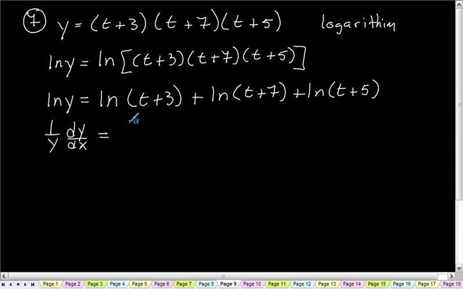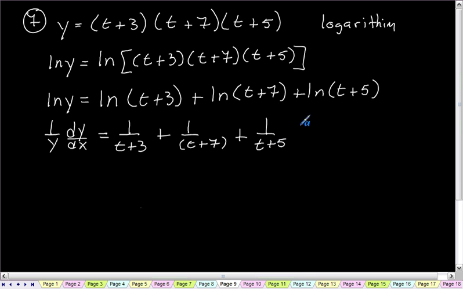This becomes 1 over t plus 3, plus the derivative of t is just 1, which stays the same. This becomes t plus 7. This becomes 1 over t plus.